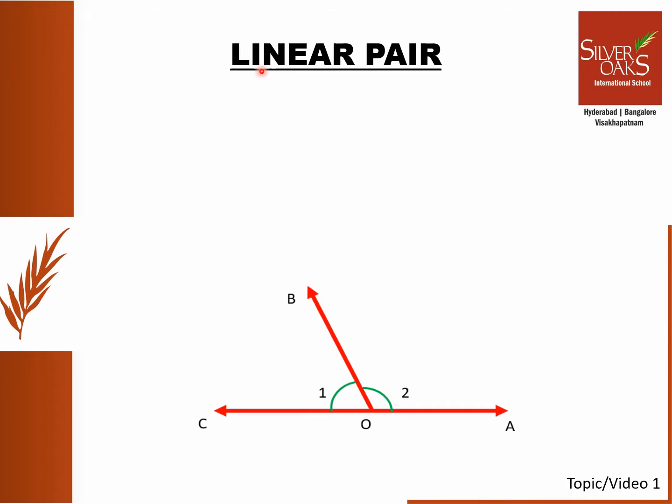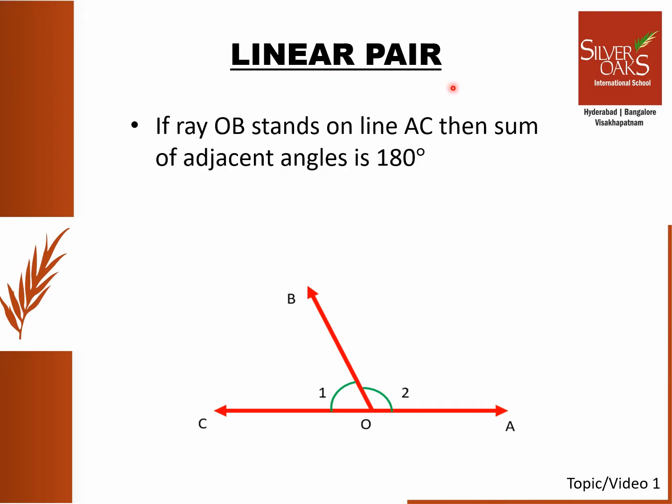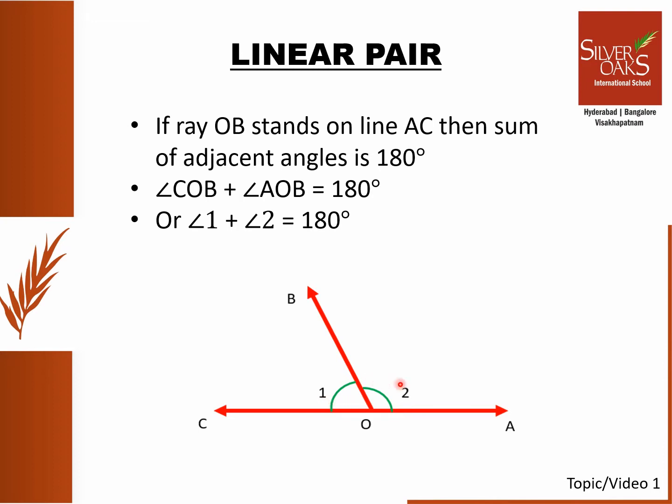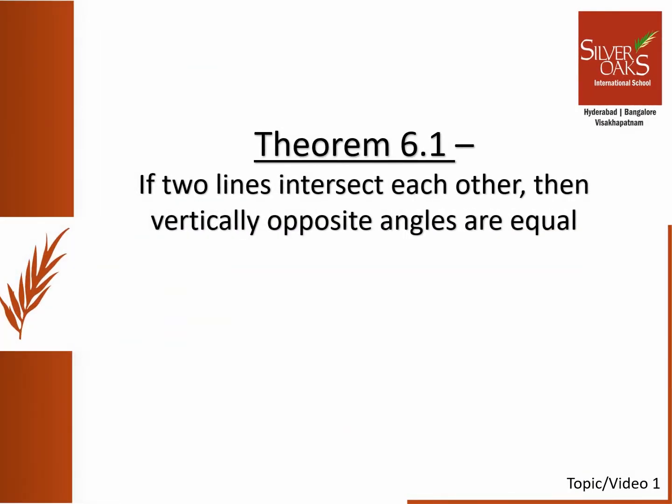Now let's understand what we mean by linear pair. The linear pair concept is also based on adjacent angles. If a ray OB stands on the line AC, then the sum of adjacent angles is equal to 180 degrees. That is, angle COB plus angle AOB is equal to 180 degrees, or angle 1 plus angle 2 is 180 degrees.